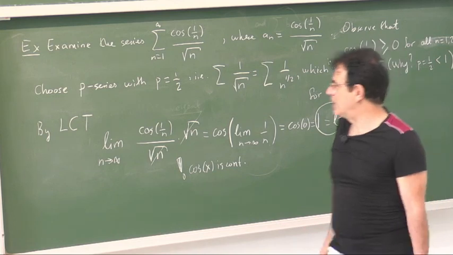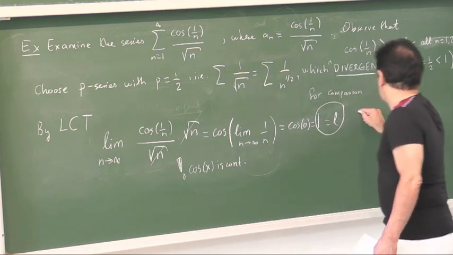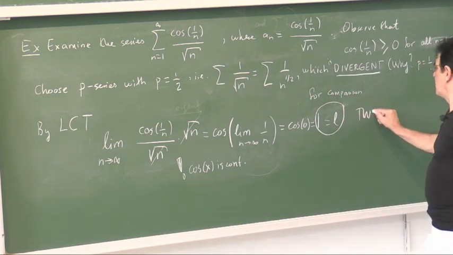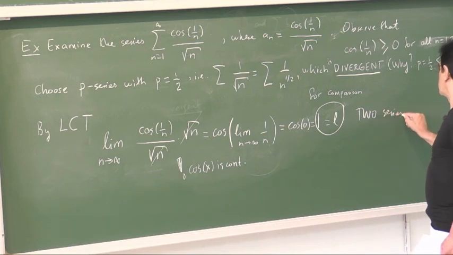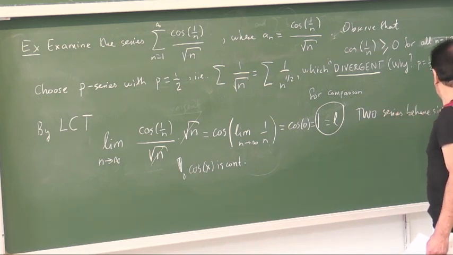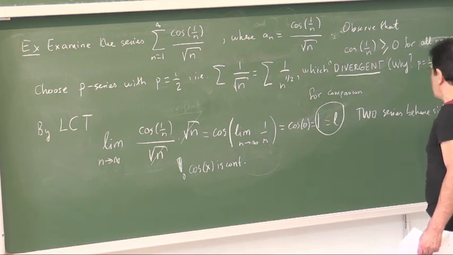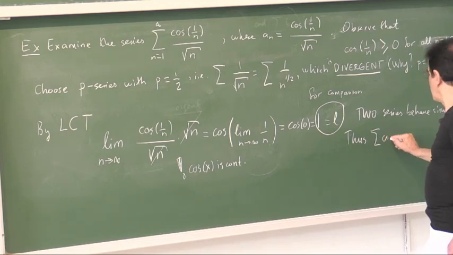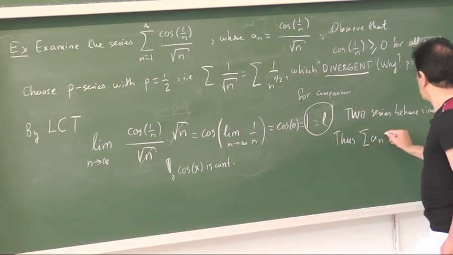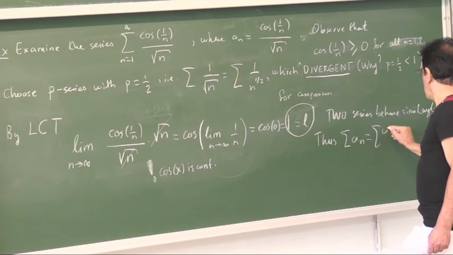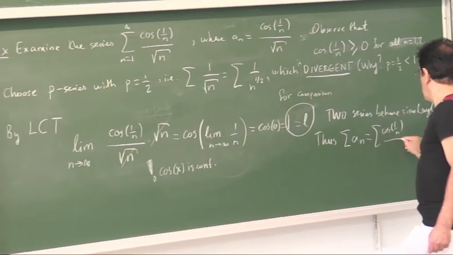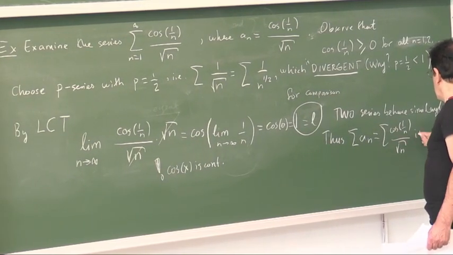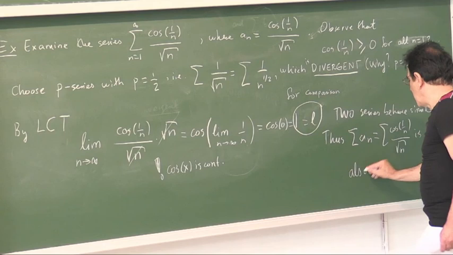So by the limit comparison test, the two series behave similarly. Thus sigma an, our series, cosine of 1 over n over radical n, is also divergent.